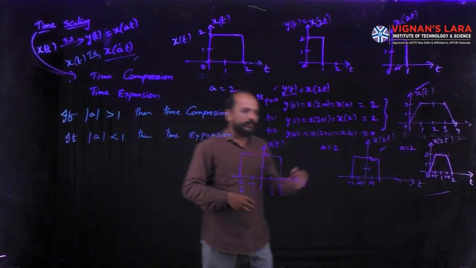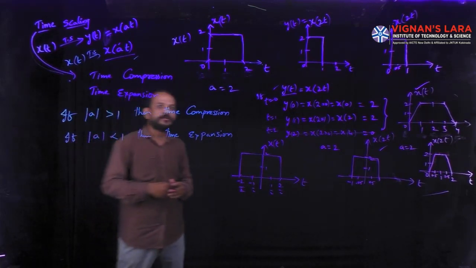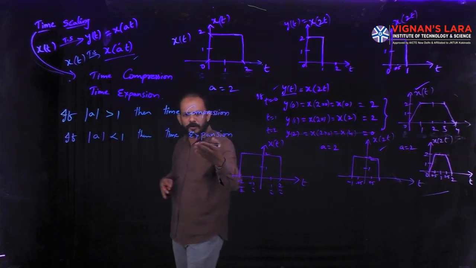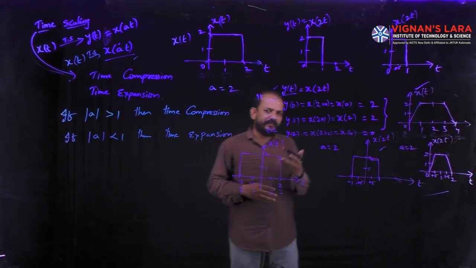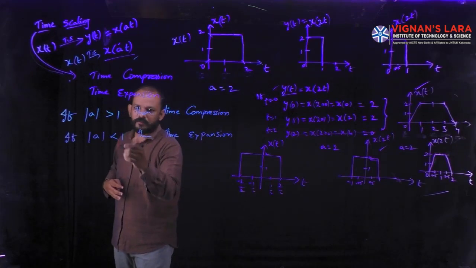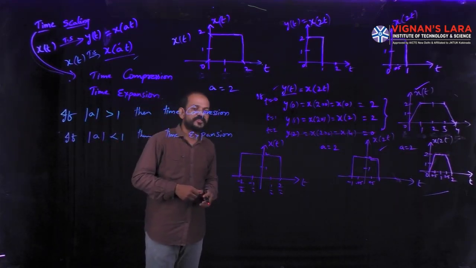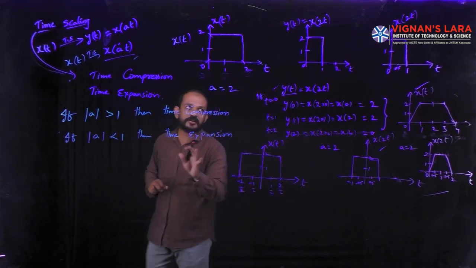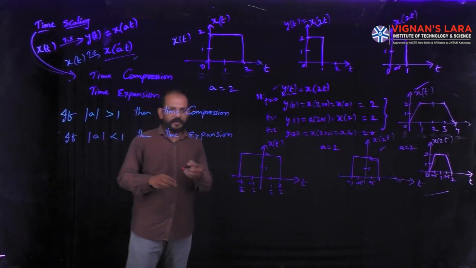Now, we will see time expansion, that is, when the mod A value is less than 1. We can take 0.2, 0.3, 0.4, 0.5, whatever it may be. I can take 0.5, because 0.5 is nothing but 1 by 2, so I will take 1 by 2 for this. Next I will explain time expansion. Up to now, you saw the time compression. From now, we'll see the time expansion.